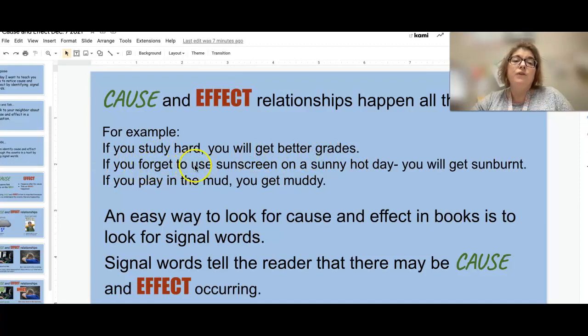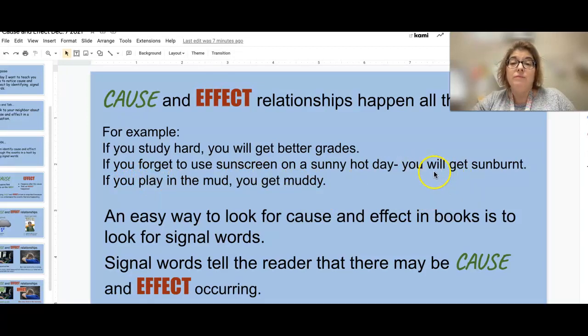Okay? If you forget to use sunscreen on a sunny, hot day, you will get sunburned. Okay? So I got sunburned because I did not use sunscreen. Okay, so the cause of me being sunburnt is not using sunscreen. Okay? I forgot to use sunscreen. That was the cause. The effect is I got sunburnt. And it happens, okay? I'm white. Now, I am like a sheet.